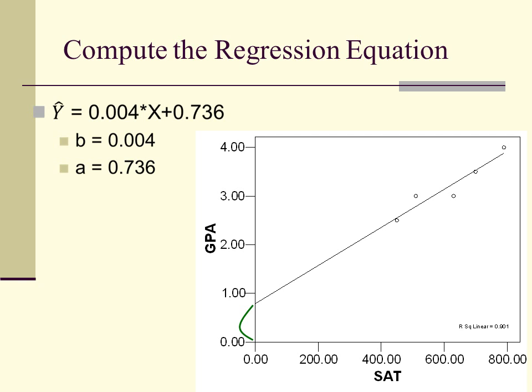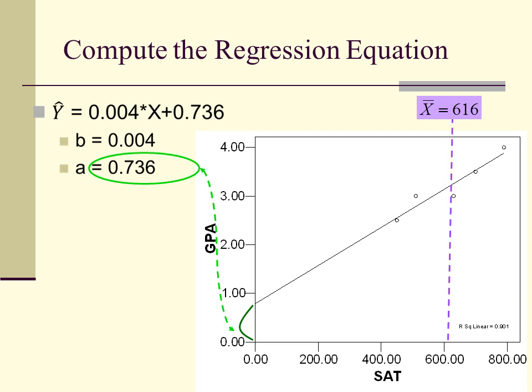As you can see, the intercept is the value of y when x equals 0. So this is the intercept, 0.736. The slope presents the slope of the line. Then we mentioned that this line always crosses the mean of x and the mean of y. Mean of x is 616. Mean of y is 3.2. Therefore, the line crosses this point.